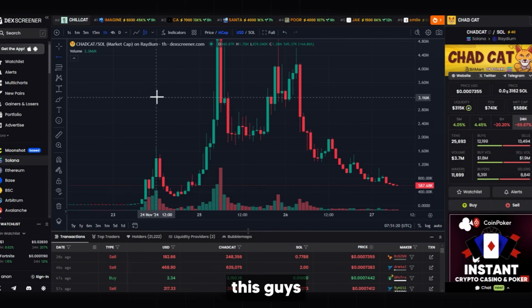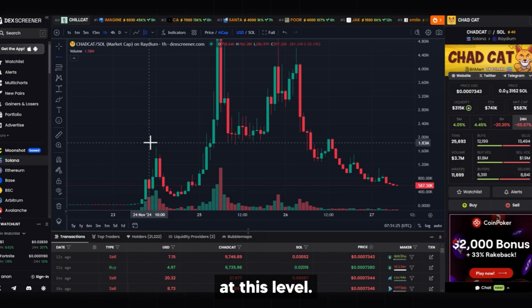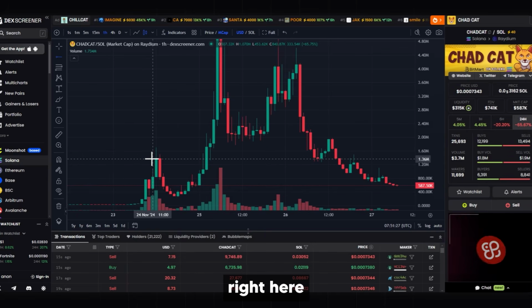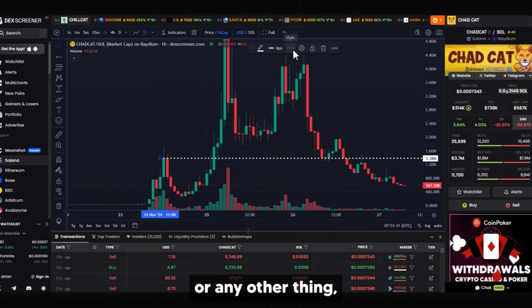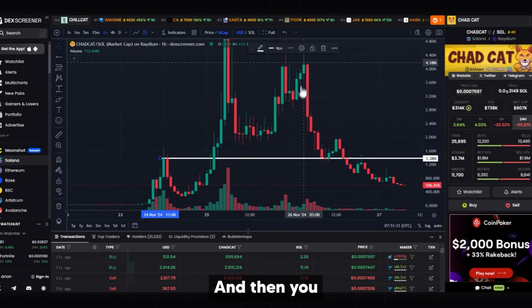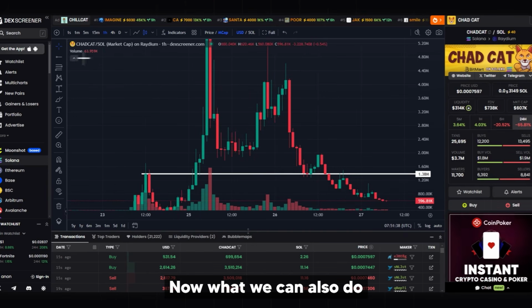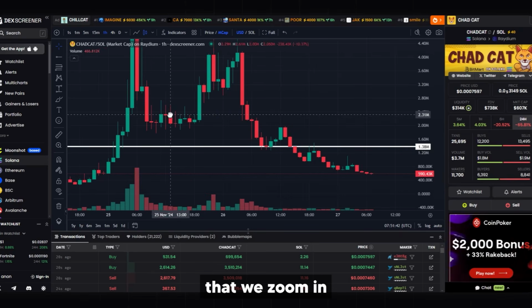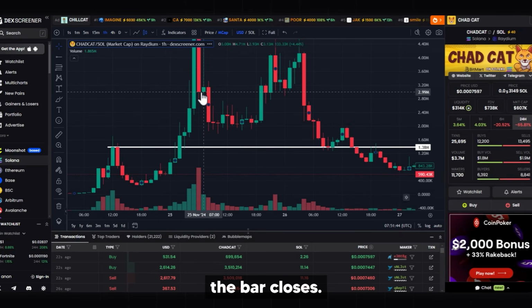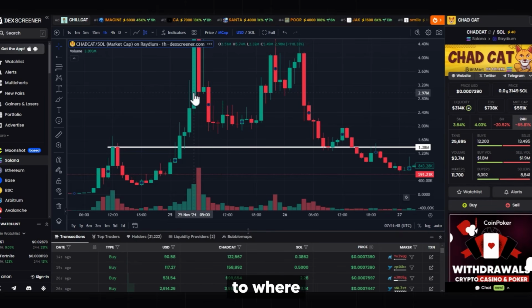Let's say, for example, we can see on the hourly that price action topped at this level. So I'm going to place my horizontal ray right here, just like that. And if you want to change the line to dotted or any other style, you can click style and then click the line. Now, when we draw our levels, we want to make sure that we zoom in and look at where the bar closes. We don't want to pay attention to these thin wicks. We want to only pay attention to where the bar closes.